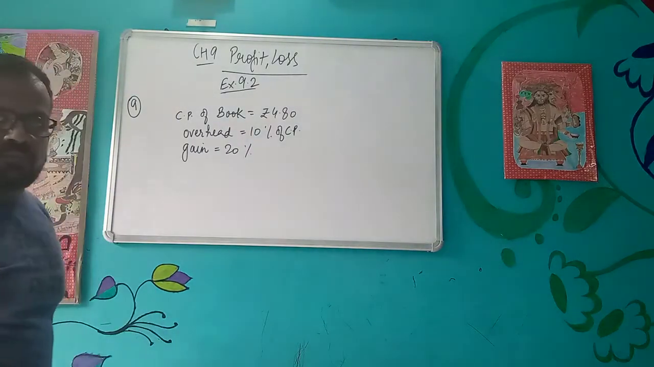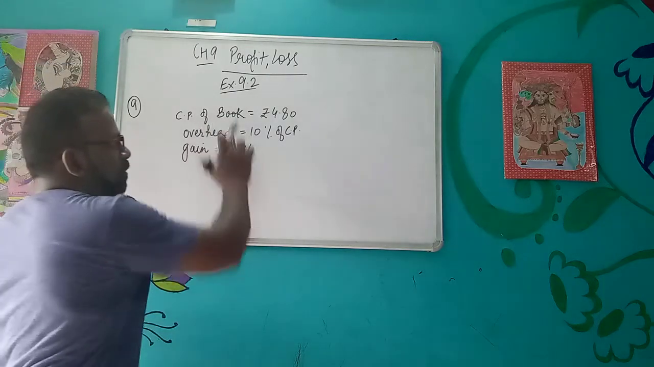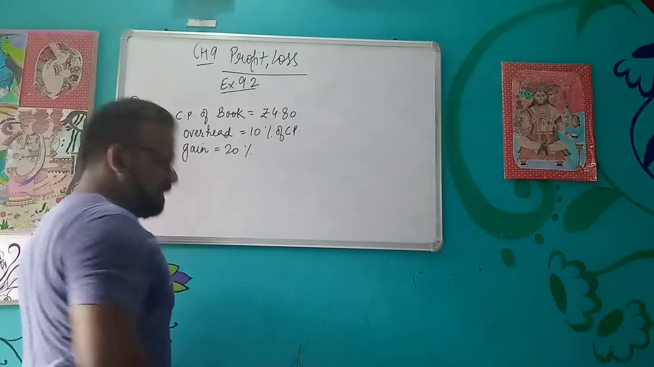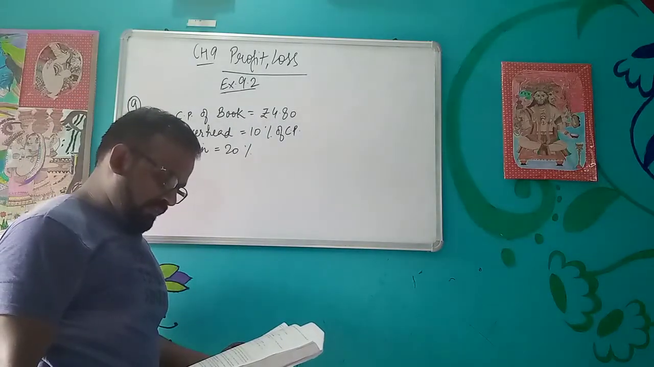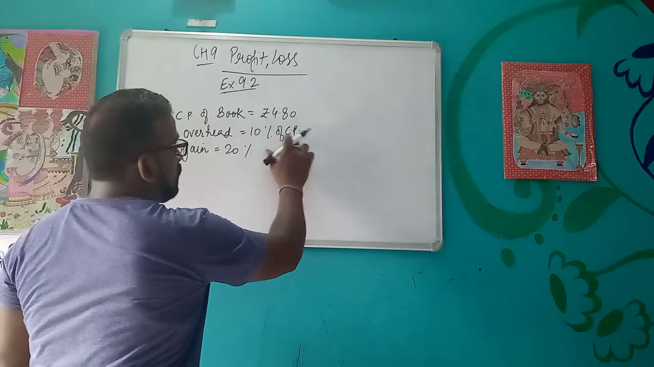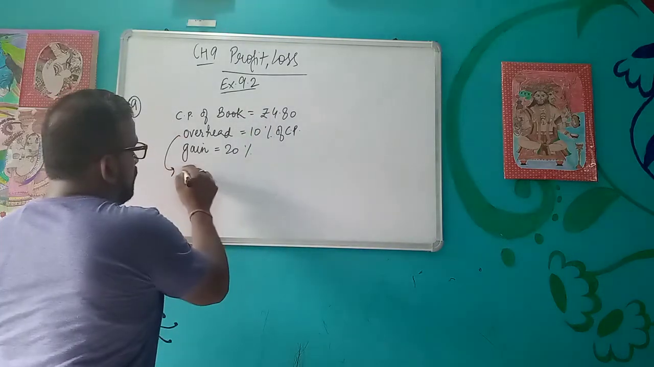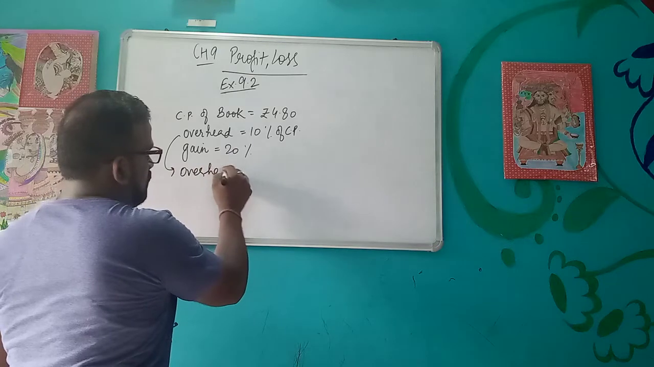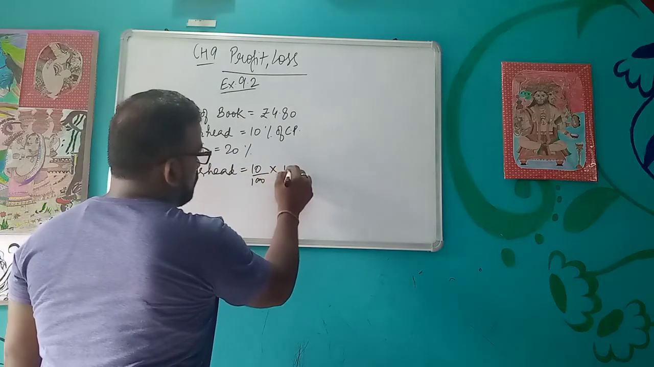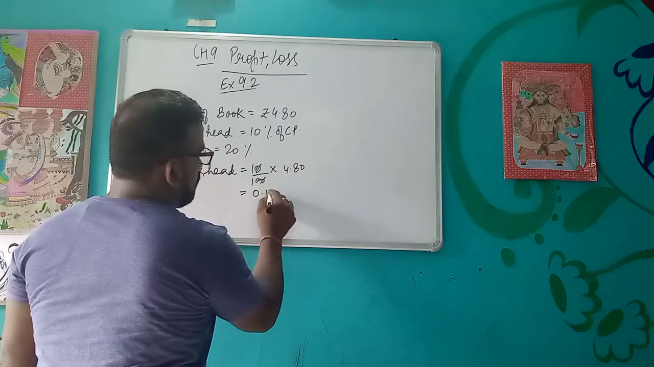Okay, so let's see one more question. So in this, the cost price of the book is given as rupees 4 rupees 80 paisa and overhead is given as 10% upon this. 10% upon this means 10% of CP. So we will calculate overhead first and it will be 10% into 4.8. So this you will get as 0.48 rupees.